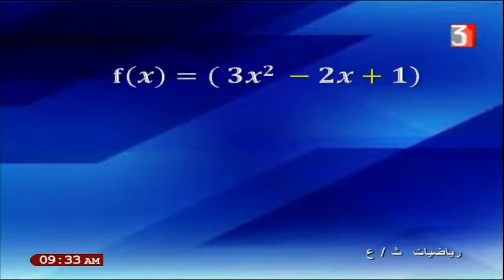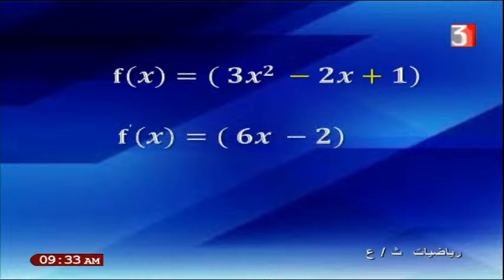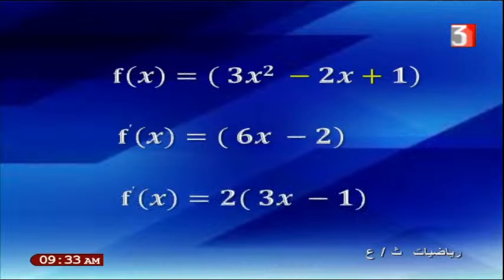Example number 2: we have f of x equals 3x^2 minus 2x plus 1. Then f dash x equals the derivative of the expression 3x^2 minus 2x plus 1, which is 6x minus 2. We can take 2 as a common factor. Then f dash x equals 2 multiplied by the bracket 3x minus 1.